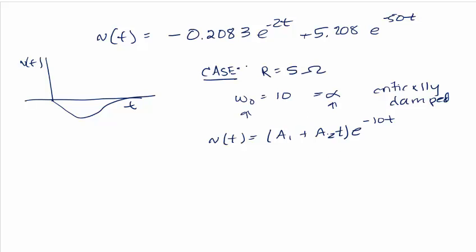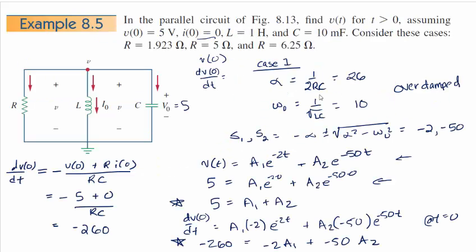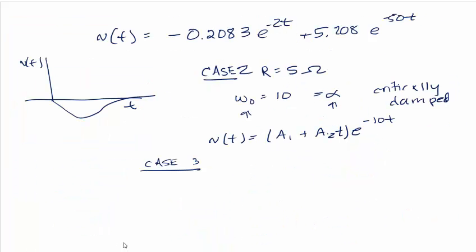Case 3 will be the underdamped case, and again you're just going to calculate the values alpha and omega. You'll find out that it's an underdamped case. You'll have complex roots, and a form of the equation that has sines and cosines in it. You will again use the same formulas for initial conditions, find a1 and a2, and get the final equation for v.